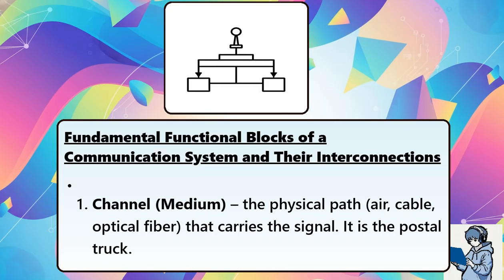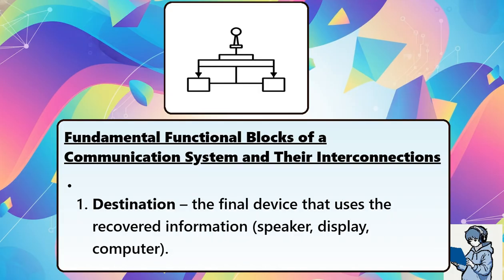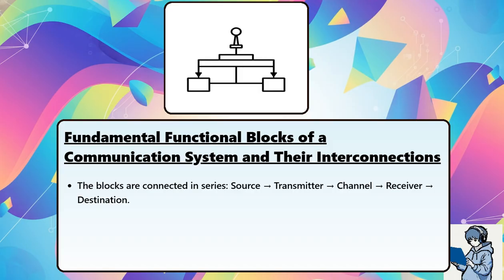Channel medium: the physical path, air, cable, optical fiber that carries the signal. It is the postal truck. Receiver extracts the original information from the received signal, removing the carrier and undoing distortion. This is the post office sorting and opening the envelope. Destination: the final device that uses the recovered information: speaker, display, computer. The blocks are connected in series: source to transmitter, to channel, to receiver, to destination.